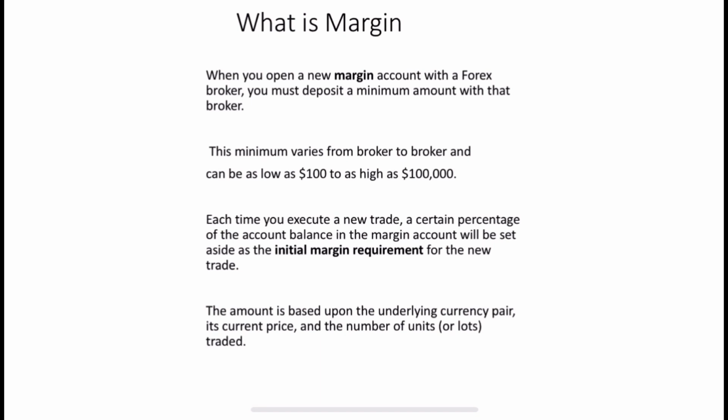So we jump onto margin. If you open a new margin account with the Forex broker, you must deposit a minimum amount with that broker. This minimum varies from broker to broker and can be as low as $100 to as high as $100,000. So each time you execute a new trade, a certain percentage of the balance in your margin account will be set aside as your initial margin requirement for the new trade.